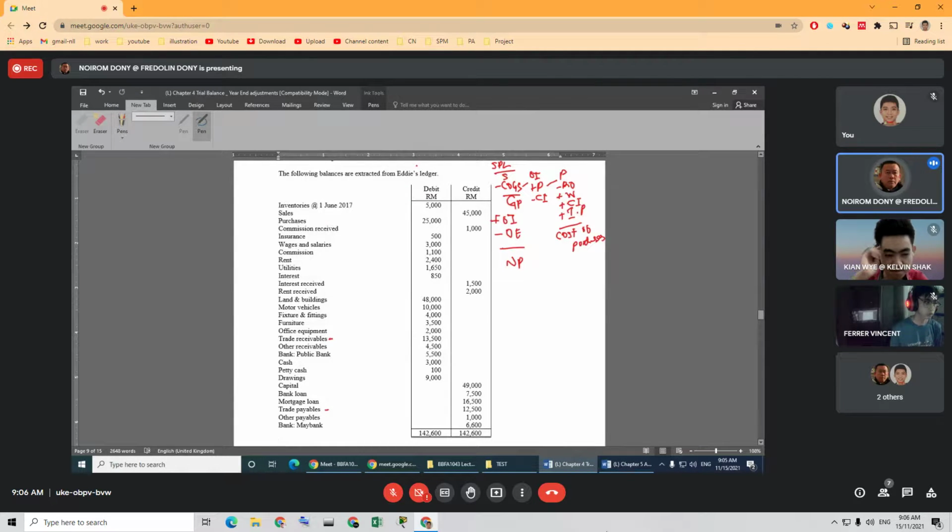On the debit side, remember, we have assets and expenses. On the credit side, we have liabilities, equity, and revenue. You need to be able to identify asset, liability, and equity. All of these will be in the SOFP, the statement of financial position, and revenue and expenses in the SPL, the statement of profit or loss. So you need to remember the format.